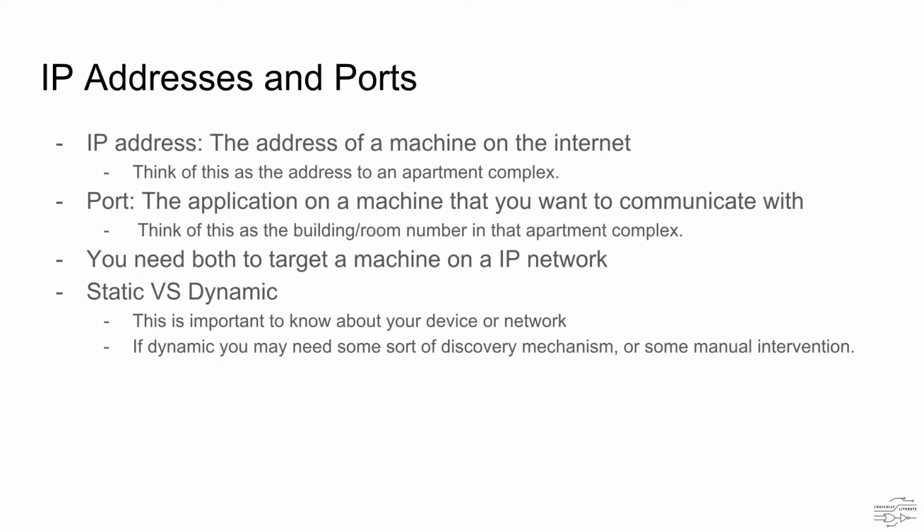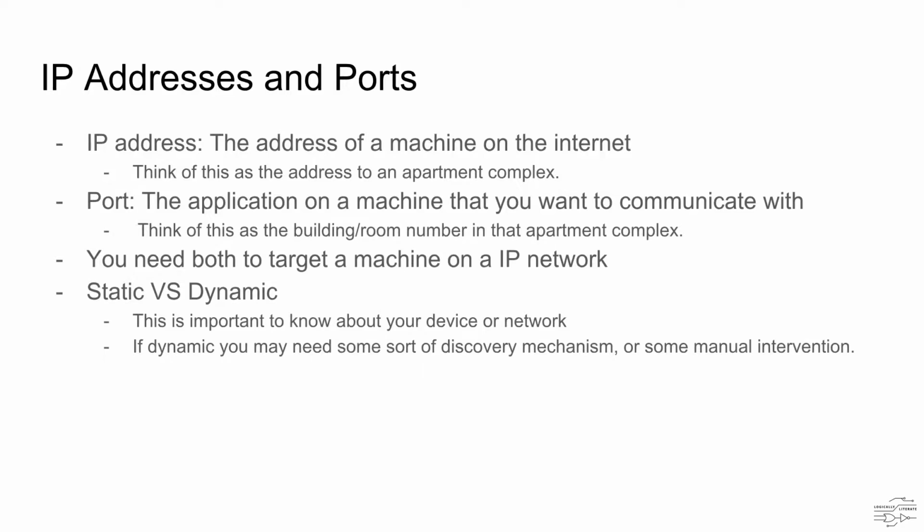So to start off, let's talk about IP addresses and ports. The basis of network traffic rely on two basic numbers, your IP address and your port number. Think of IP addresses as the address to an apartment complex and the port number as the building or room number in that apartment complex. The IP address describes where in the world to find something, and the port number describes where on a device to send a specific message to.